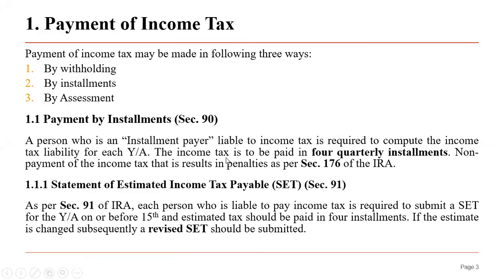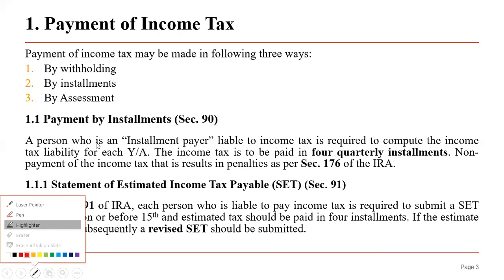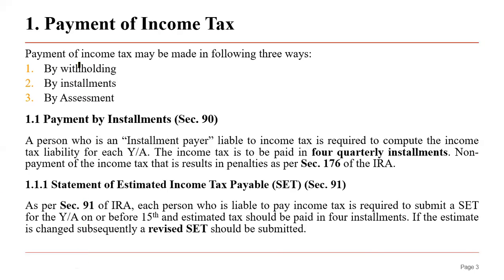So basically, the first chapter is the payment of tax. What kinds of payments are there? There are three kinds of payment. The withholding tax is one area, the installment is another area, and the assessment basis: the department will issue an assessment, and then you have to pay those taxes also. So there are three kinds of payment. Basically, we are focusing here.